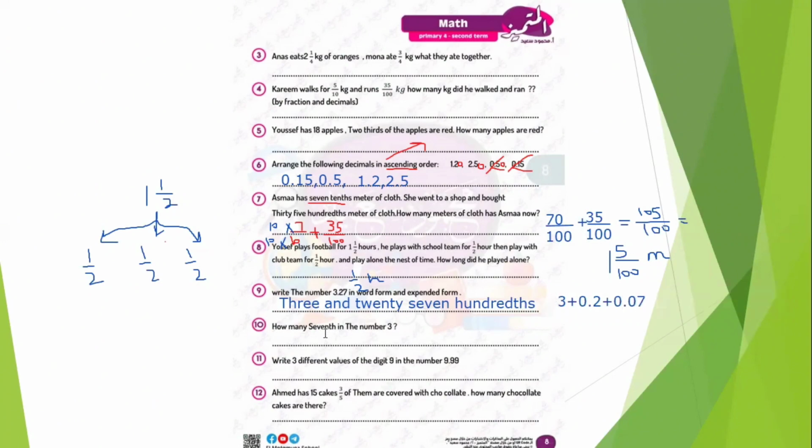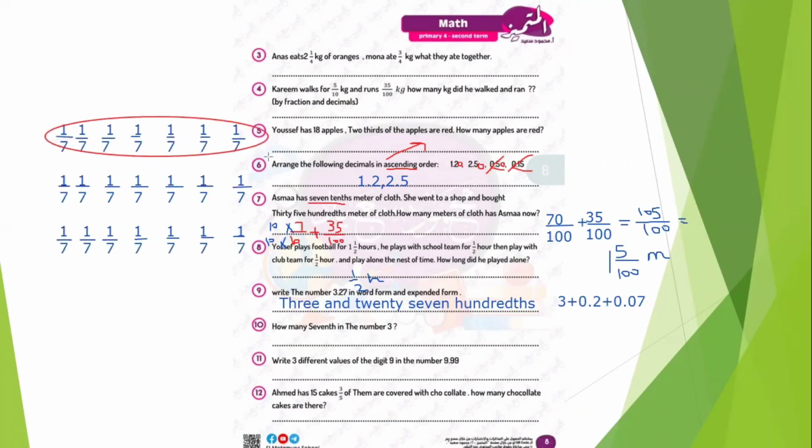And how many sevenths in the number 3? That means we will count by seventh to reach 3. Each 7 sevenths make one whole. 7 sevenths make another one whole. 7 sevenths make one whole. So to make 3 whole, let's count. These are 7, and we have here 7 sevenths and 7 sevenths. So we need 21 sevenths.